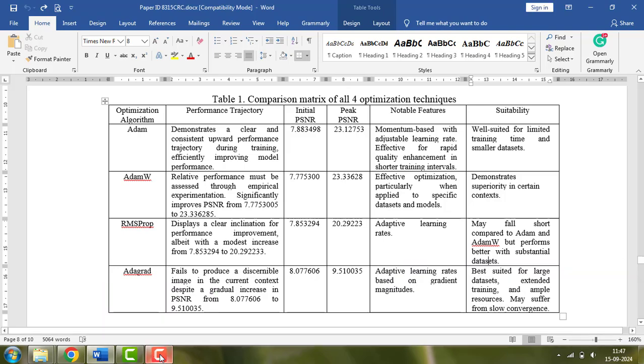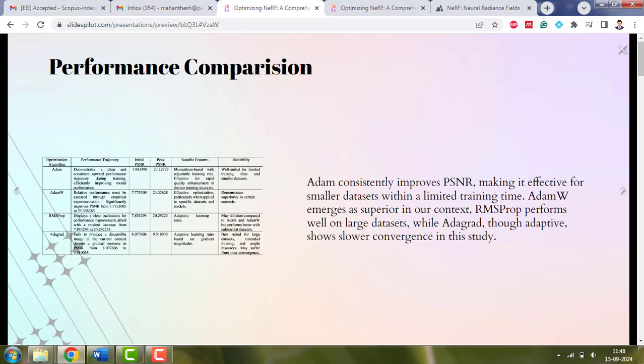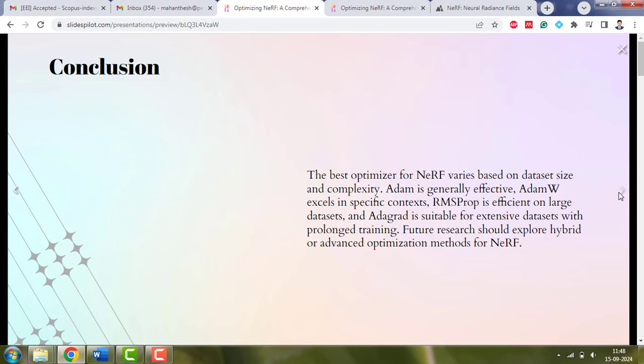When it comes to the remaining part, that is the conclusion: the best optimizer for NeRF varies based on the dataset size and complexity. Adam is generally effective and AdamW excels in specific contexts. RMSProp is efficient on large datasets, and Adagrad is suitable for extensive datasets with prolonged training. Future research should explore hybrid and advanced optimization methods for NeRF.